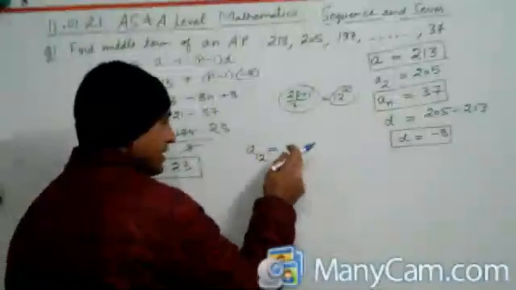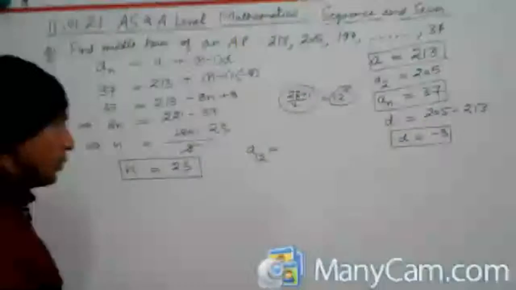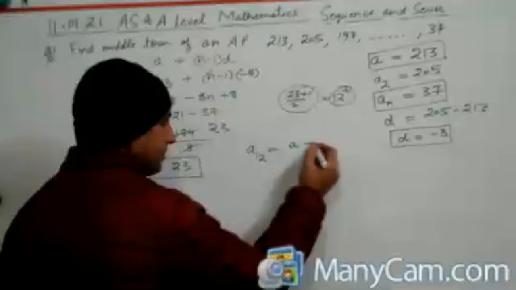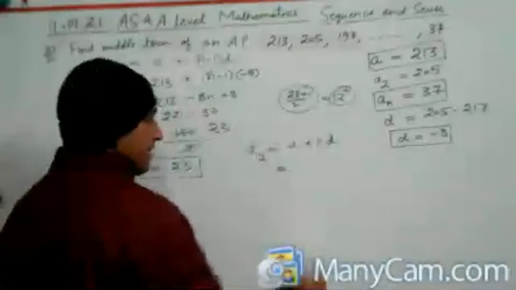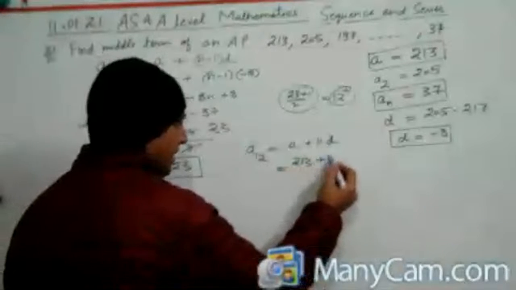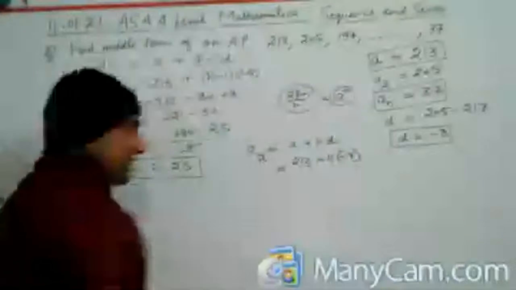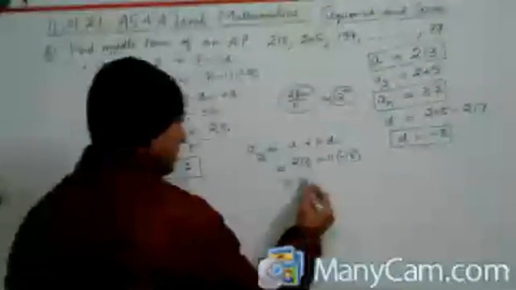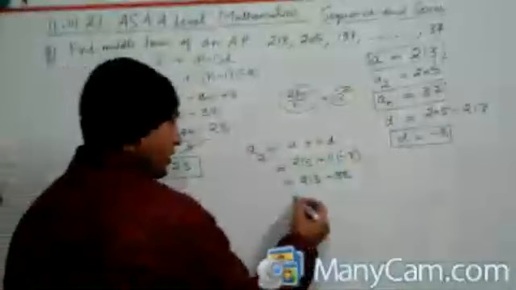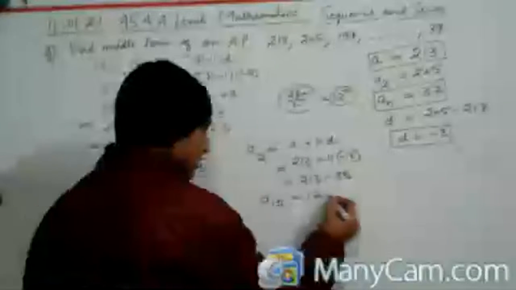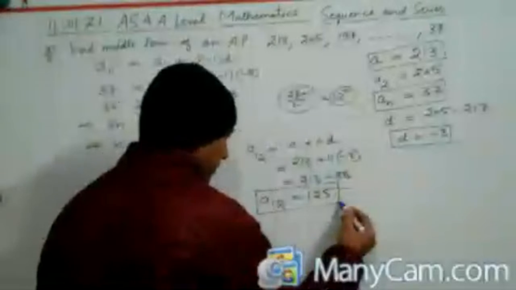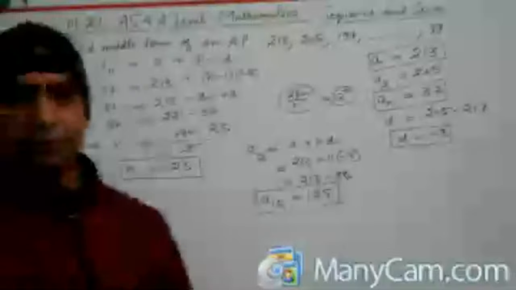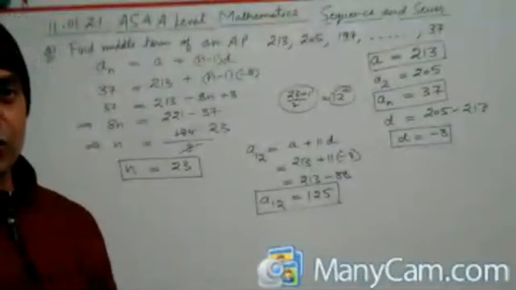a12 is a plus 11d. A is 213, and 11d is 11 times minus 8, so minus 88. So we have 213 minus 88, so the 12th term is 125. So 125 is the middlemost term of this sequence.